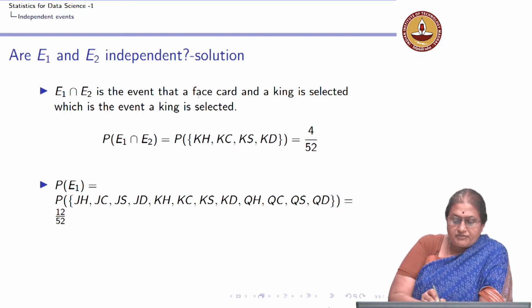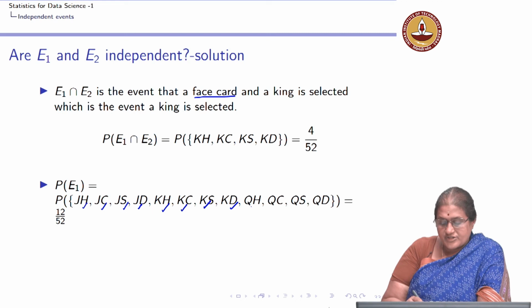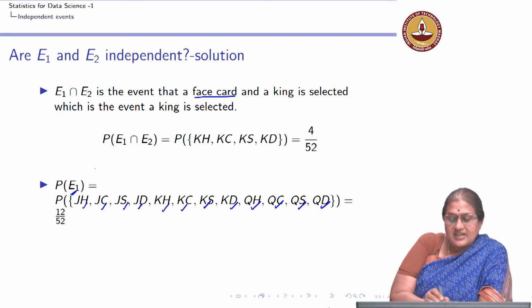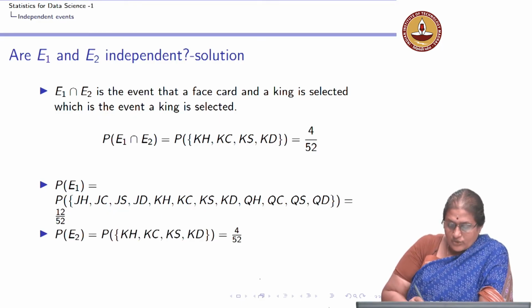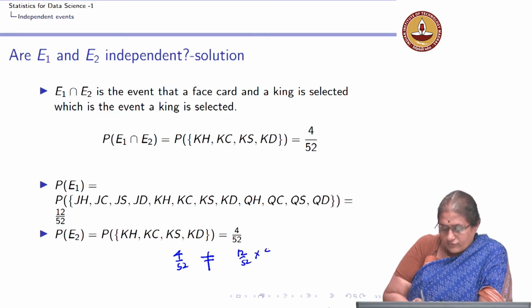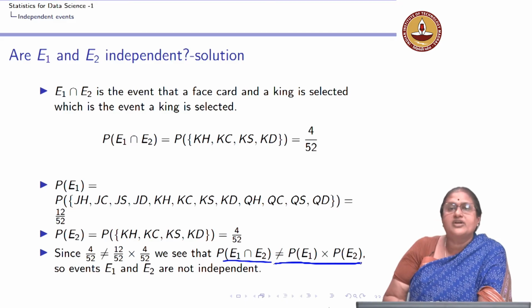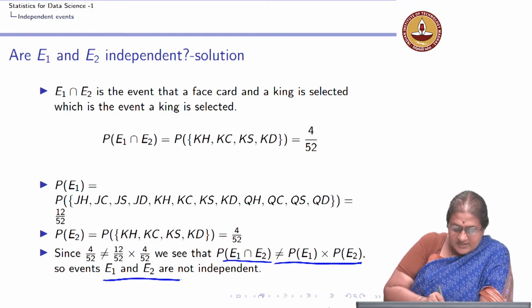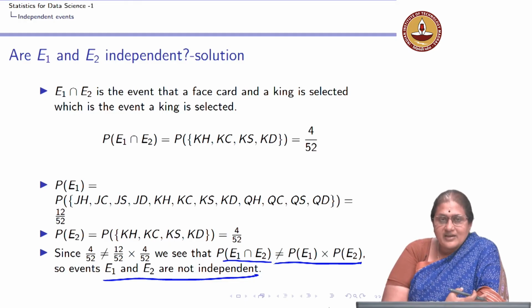So, what is the probability of a face card? Again, I know there are 12 face cards: jack hearts, jack clubs, jack spades, jack diamonds, king hearts, king clubs, king spades, king diamonds, queen hearts, queen clubs, queen spades and queen diamonds. Hence, the probability of event E1, getting a face card, is 12 by 52. The probability of getting a king is 4 by 52. You can verify 4 by 52 is not equal to 12 by 52 into 4 by 52. Hence, the probability of E1 intersection E2 is not equal to the probability of E1 into the probability of E2. So, E1 and E2 are not independent of each other, something which we could explain intuitively.